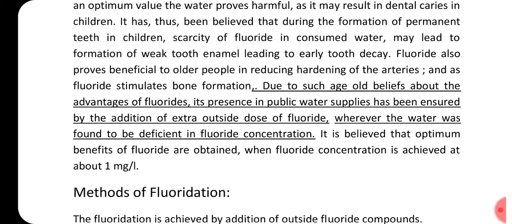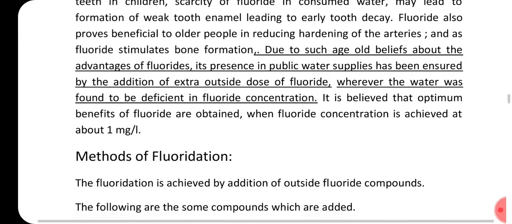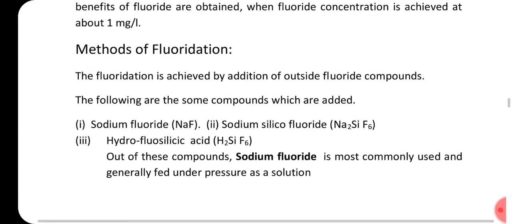So due to such old beliefs about the advantage of fluoride, its presence in public water supplies has been ensured by the addition of extra outside dose of fluoride. So fluoride is added. As far as possible, fluoride must be kept at 1 milligram per liter. So adding the fluoride to water is called fluoridation. Now we can look at some methods of fluoridation.